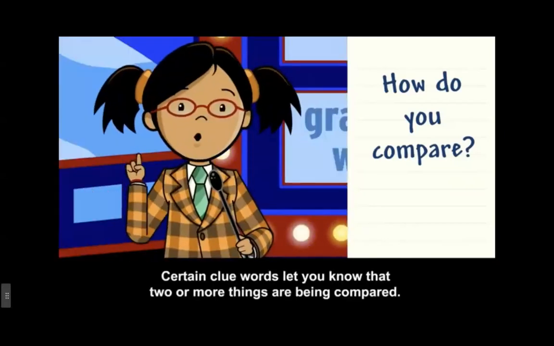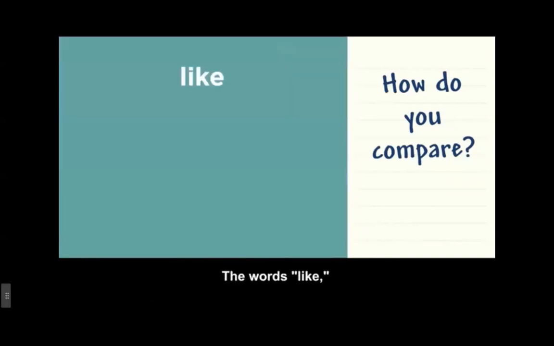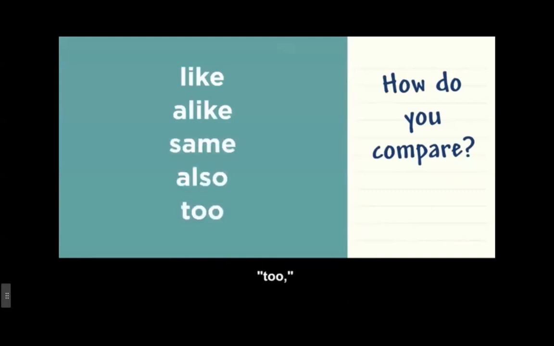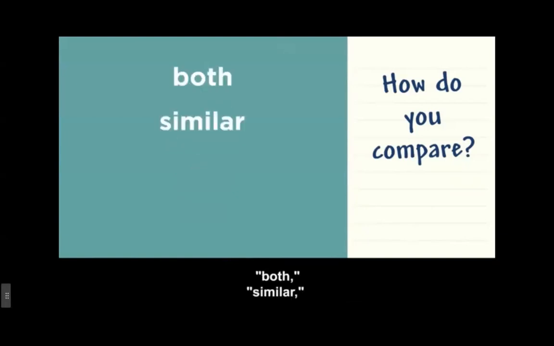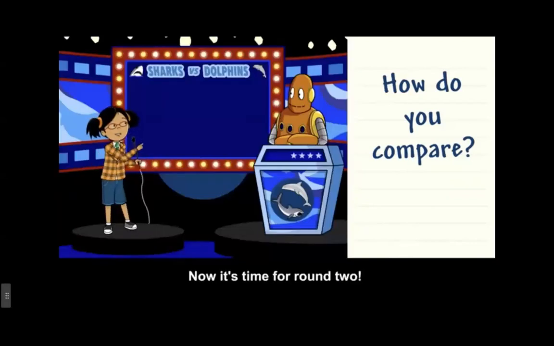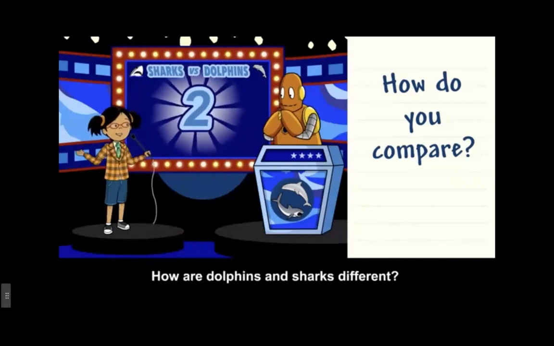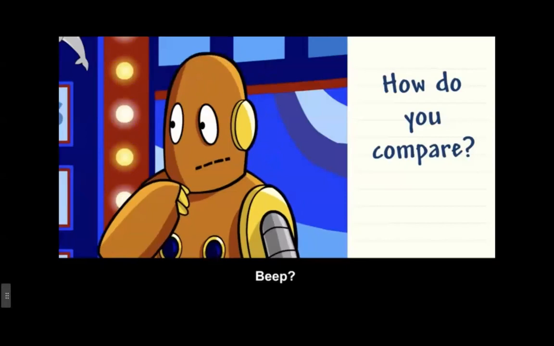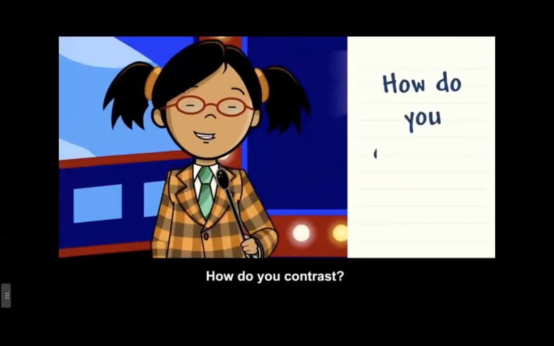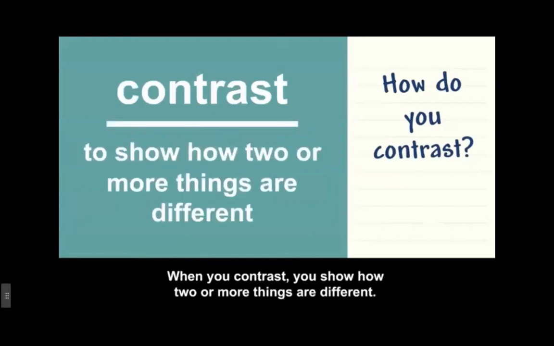Certain clue words let you know that two or more things are being compared. The words like, alike, same, also, two, both, similar, in common, and the same as can signal comparisons. Now it's time for round 2. How are dolphins and sharks different? How do you contrast? When you contrast, you show how two or more things are different.